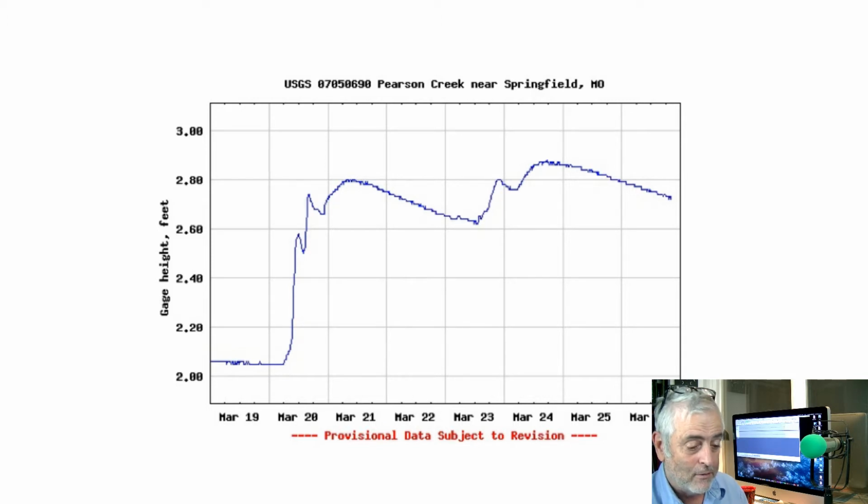And so the second rain event, you can see that spike roughly at 11 o'clock on the 23rd again. And then again, here's this sort of spring surge that comes after the rain event.